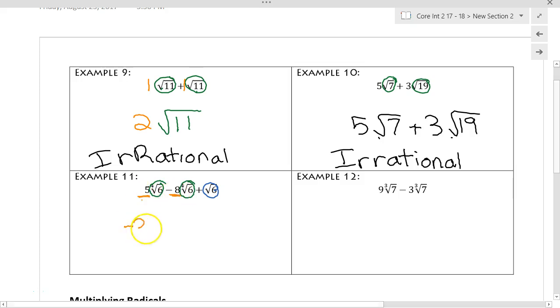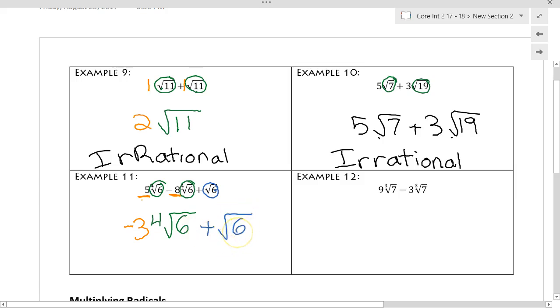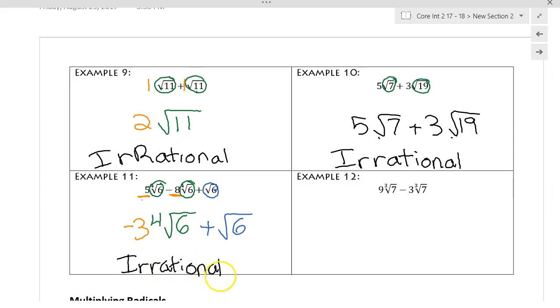5 minus 8 is negative 3. And then I have fourth root 6. Remember your base, or that root, stays the same. But I still need my plus root 6. Okay, I still need to have that plus root 6 in there. Now, is this rational or irrational? I have roots, so it is irrational. Great. Anytime you have that radical symbol.